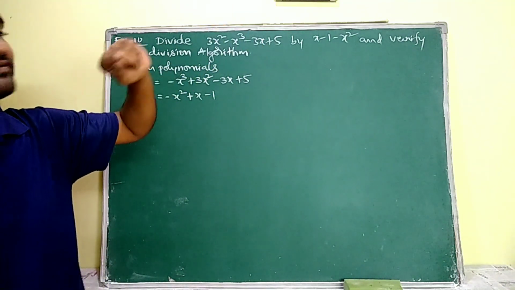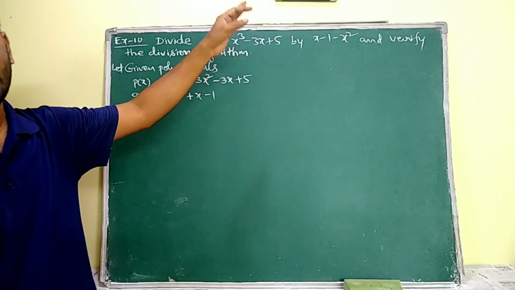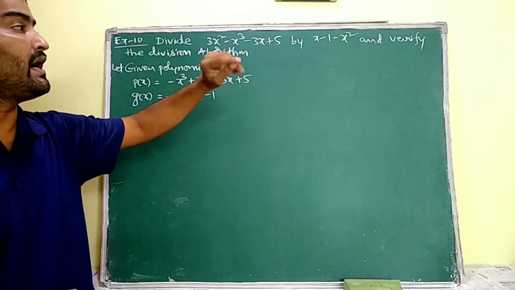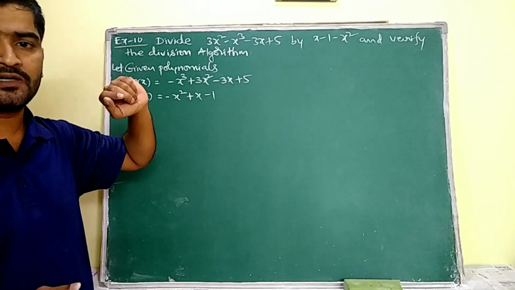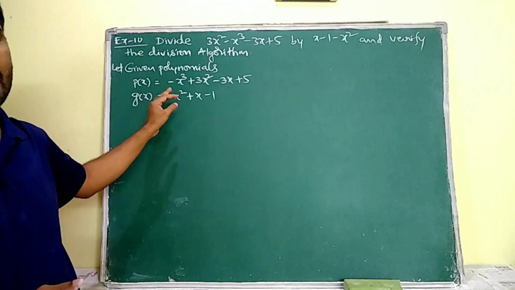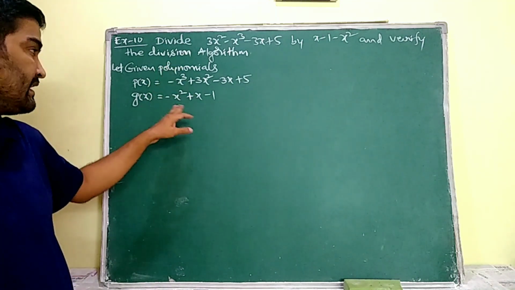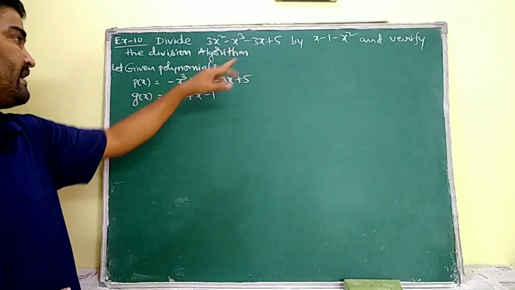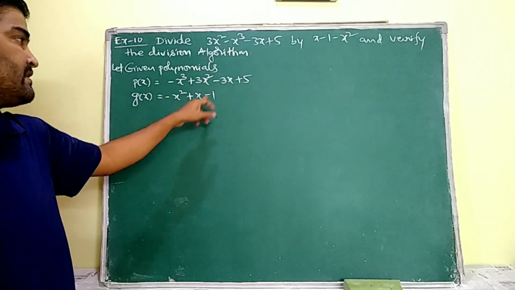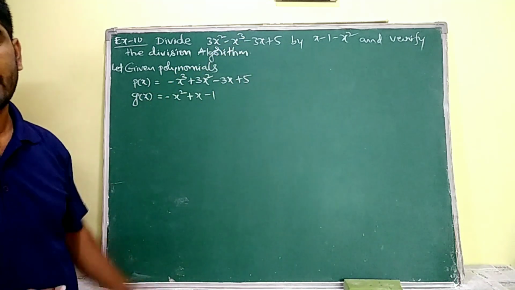Now coming to the divisor. The divisor is given as x minus 1 minus x square. Now I have to arrange it in a proper order. That is, the x square term I have to write first, then the x term, then the constant. The x square term here is minus x square, the x term is plus x and the constant is minus 1.